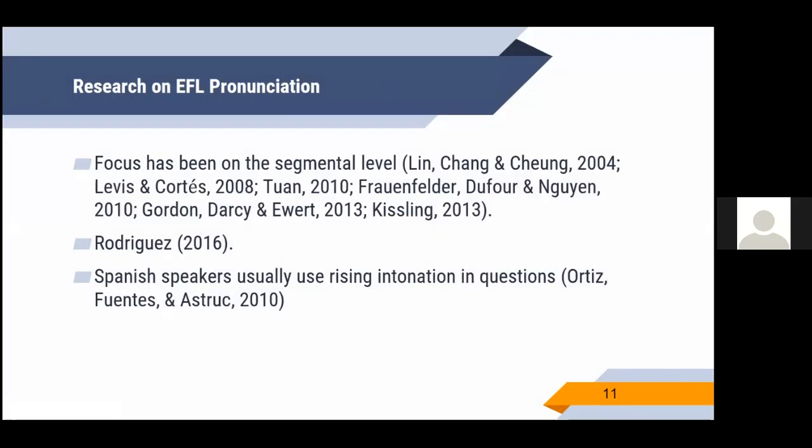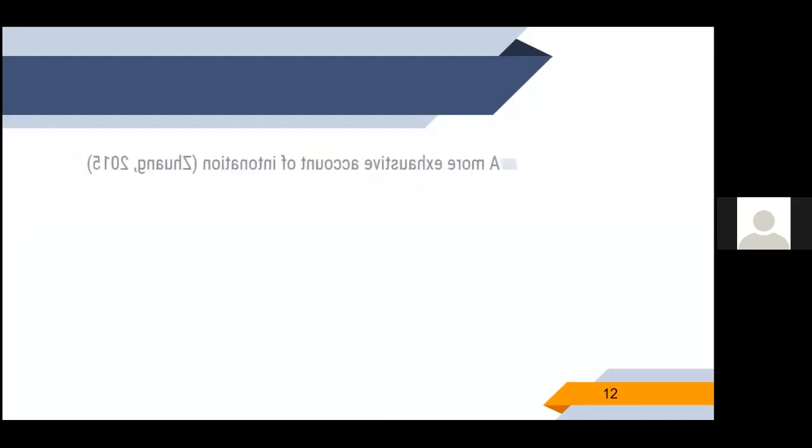Now, a more exhaustive treatment of intonation has been done by Zhuang back in 2015. In this study, the author gives a very thorough account of the learning and the teaching of intonation, different patterns, not just WH questions, not just statements, but a whole range of different types of sentences. Now, the scope of this study focused on the teaching of implications in English, the teaching of the intonation of this type of sentences.